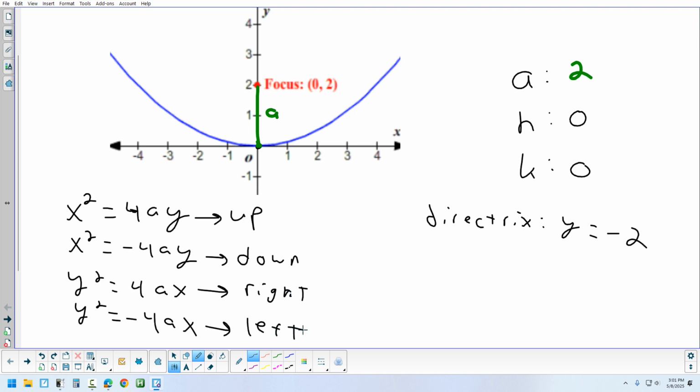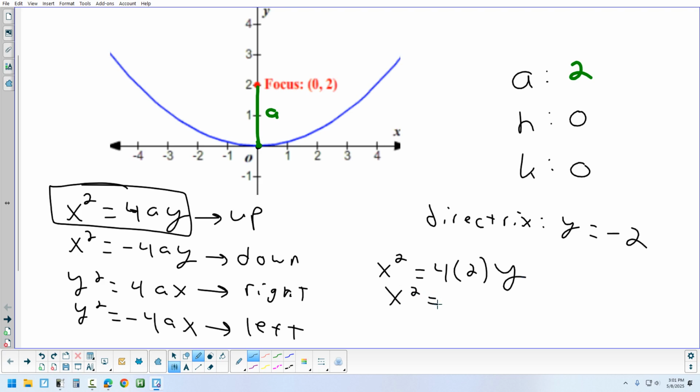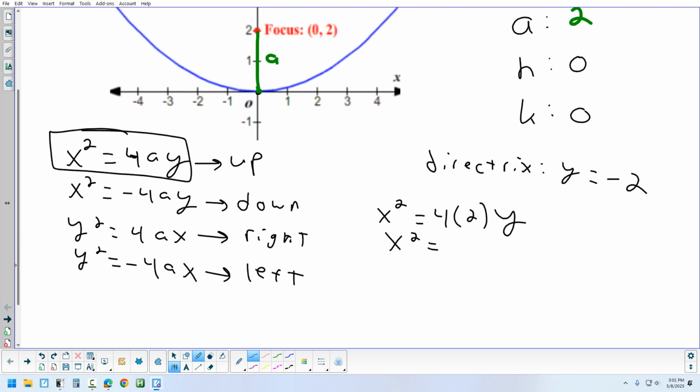Okay, so now, in our case, the parabola opens which way? Up. So that's the equation that we want to use to describe it. And what are we going to fill in for a? 2. So it's x squared equals 4 times 2y, or x squared equals 8y. Now, if you were going to type that in on your calculator to graph it, what letter would you need by itself? Y.